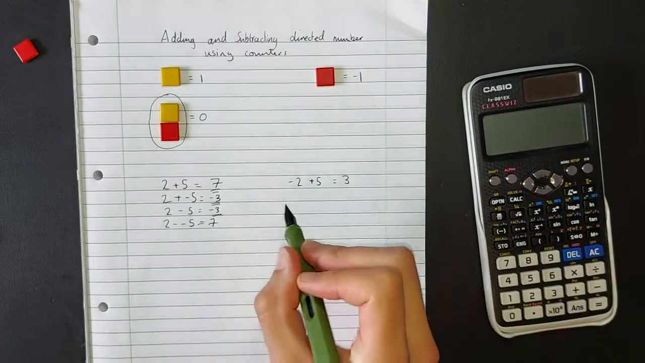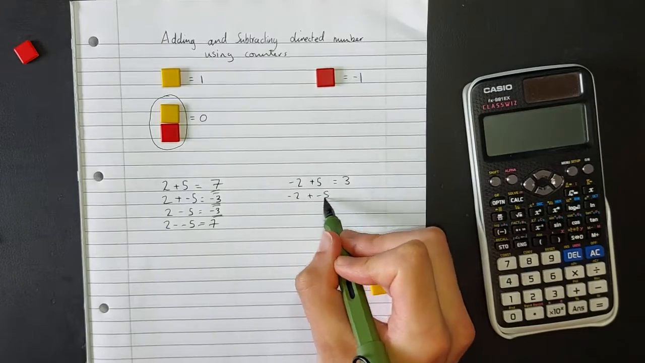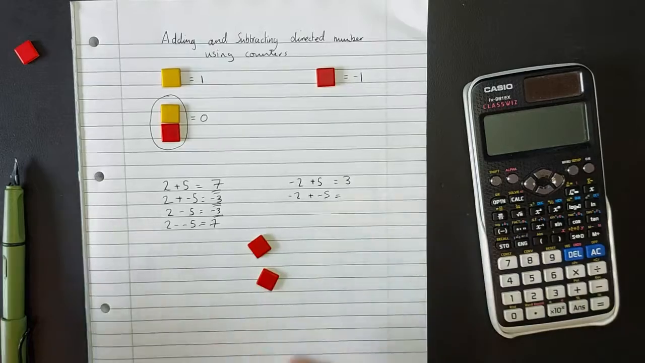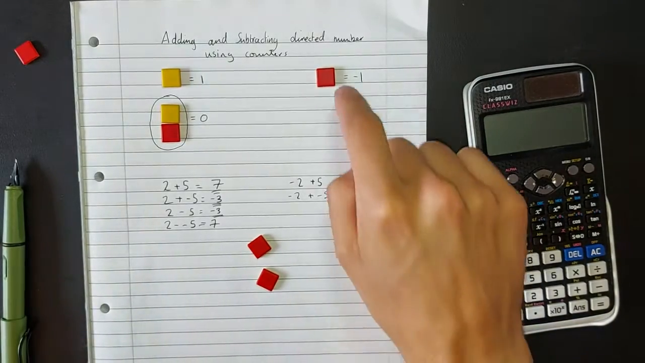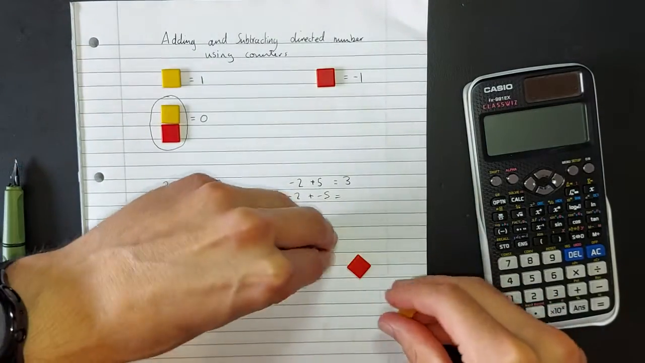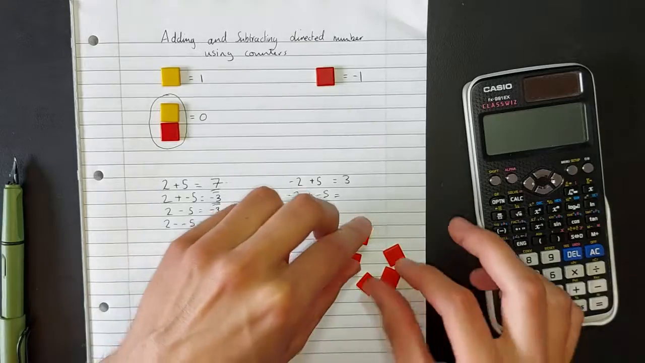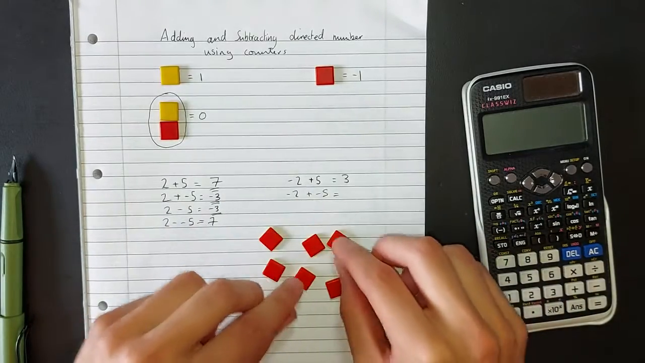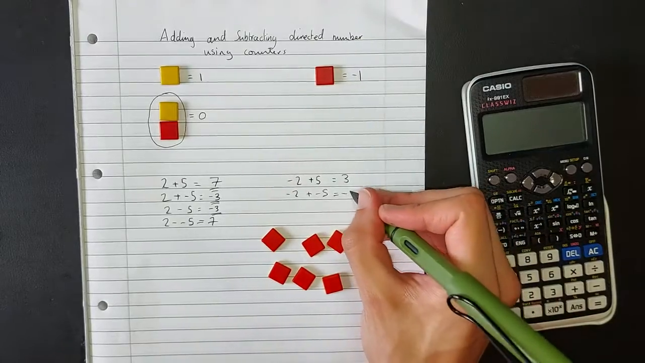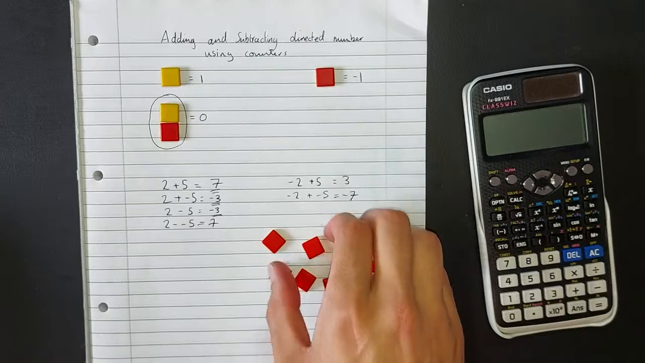Next question, we have negative 2 plus negative 5. Negative 2 looks like this. We're just adding negative 5, so we're just adding 5 of these to our 2 that we already have. There's 5 more, so in total we have 7 red counters, so that's negative 7. Cool, we're doing good. Let's do the next one.